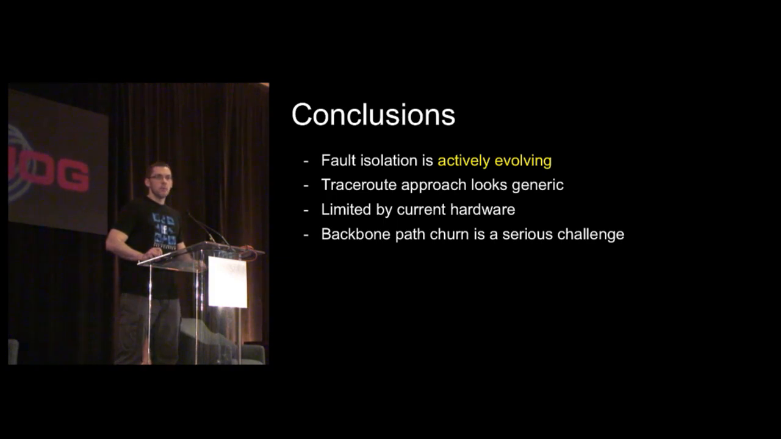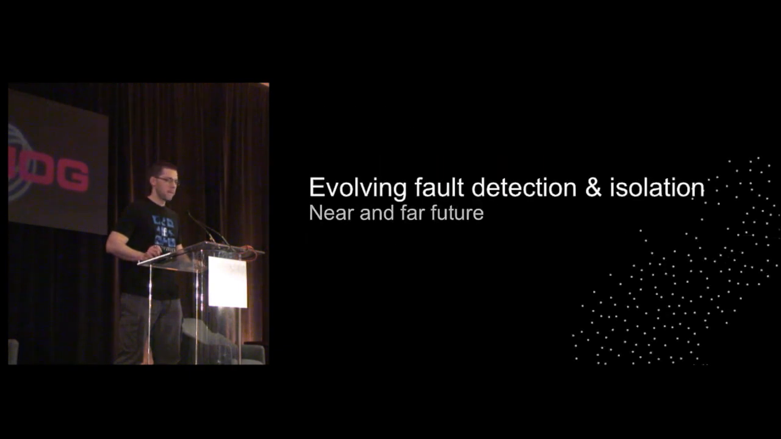Okay, so the main conclusion from the fault isolation area is that it's still evolving very actively. We don't have a full solution for backbone fault isolation. We are actually pretty good at fault isolation in data center, but backbone is still a problem. At the same time, the trace route approach seems to be very generic and promising. So as I said, still a very active area of development.